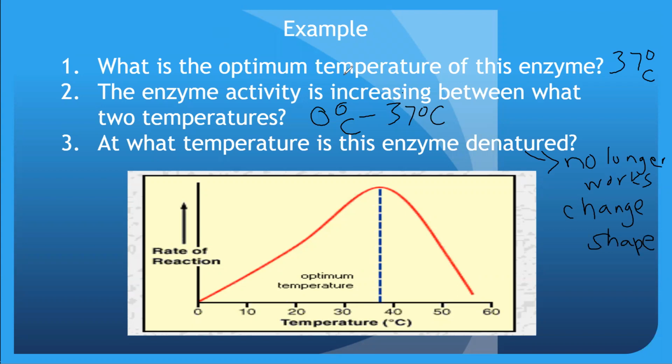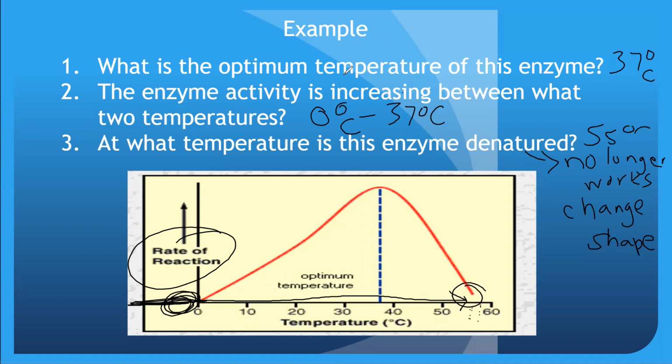Okay. So at what temperature is the enzyme completely denatured? It no longer worked at all. It changed shape. It didn't work. The rate of the reaction is extremely low. It's down here towards the bottom. So we follow that and look at that. Boom. And what temperature can we say? What temperature is this? Estimate for me. About 55 or 56, right? So we would say about 55 degrees Celsius.